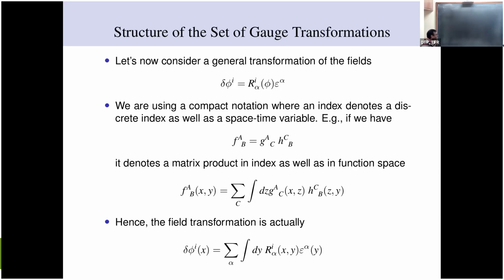It is more precisely given by this form. With index A, we have the index A as well as a space-time variable x, and with C, we have z, and this is summed over, and then with B, we have this index y. There is a sum over C and then an integral over z. So this transformation more generally denotes this. This notation is useful. It's called the DeWitt notation.